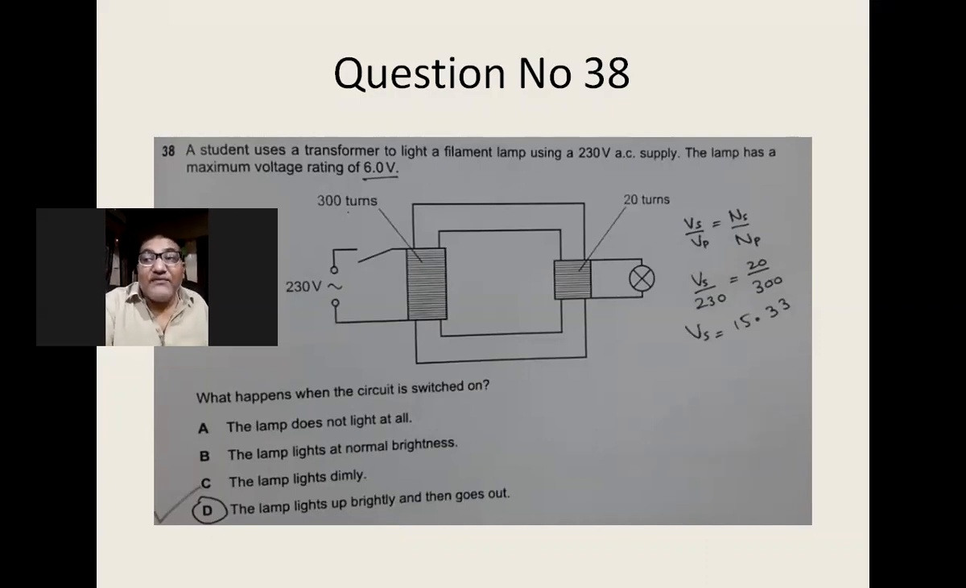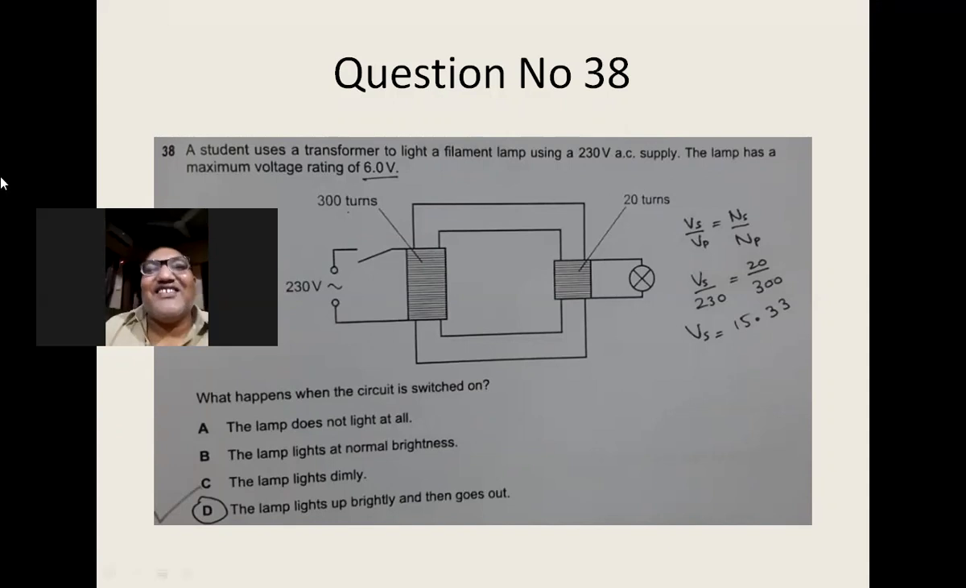So you will have Vs equals 20 multiplied by 230 divided by 300. So the answer will be 15.33. So the voltage produced in the secondary is 15.33 volt. And that voltage will be provided to that lamp. But that lamp was only able to bear how much? 6 volt. And you have given it 15.33 volt. So the lamp will switch on with a very bright light and then it will fuse.